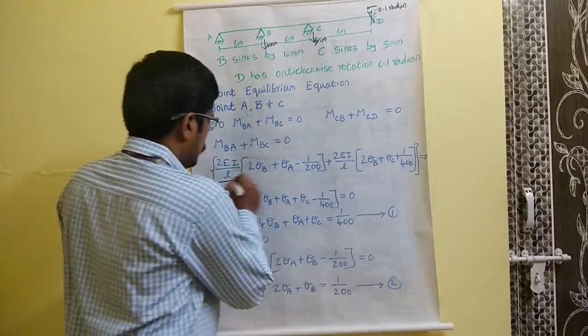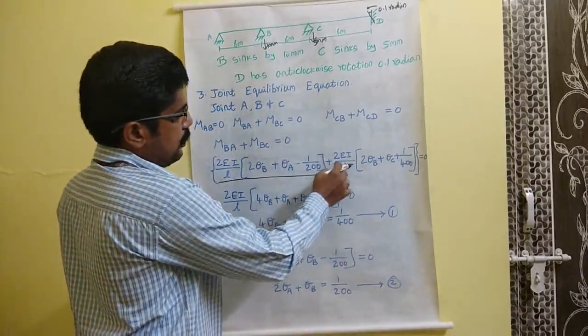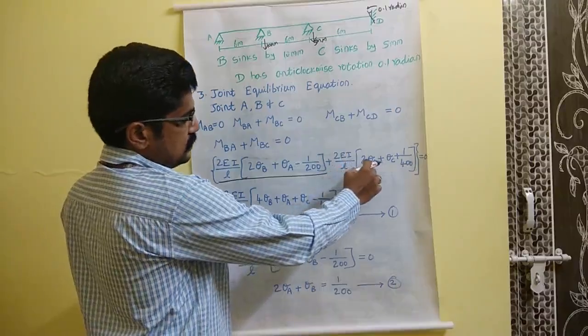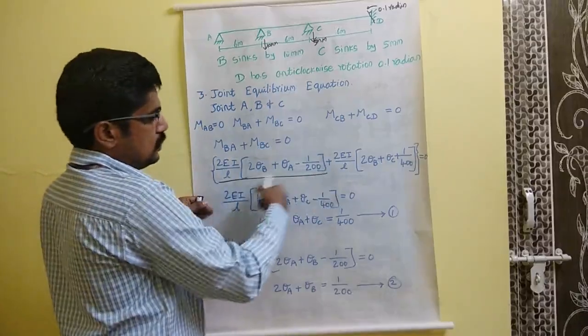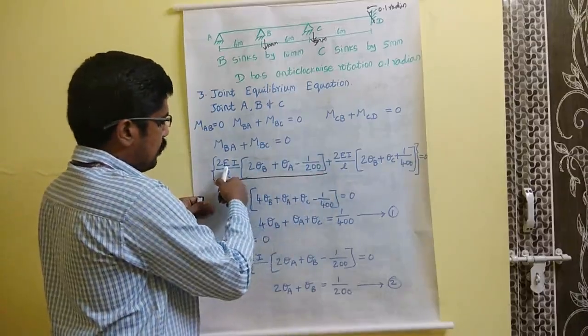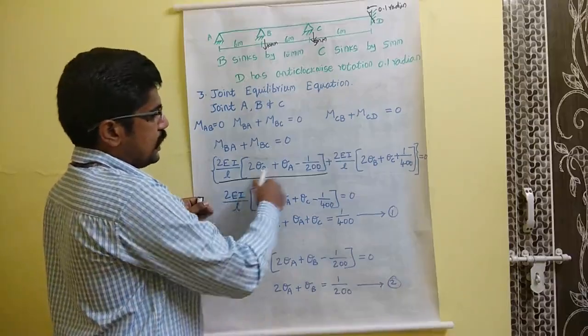So this is nothing but the MBA value. Next I have written the MBC value, that is 2EI by L into (2 theta B plus theta C plus 1 by 400). So by combining those two, if you see these two terms, we have the common value 2EI by L. So I have commonly taken 2EI by L and added the values.